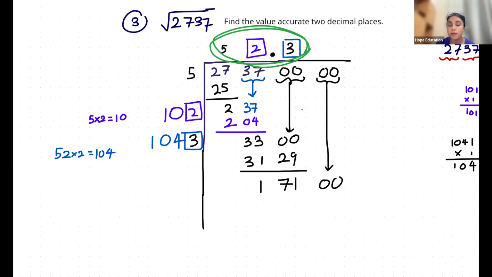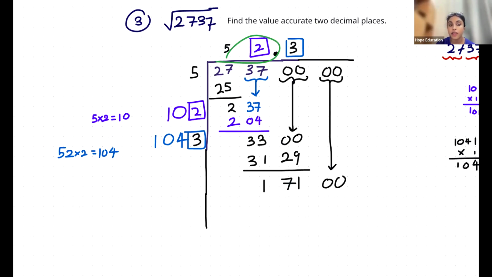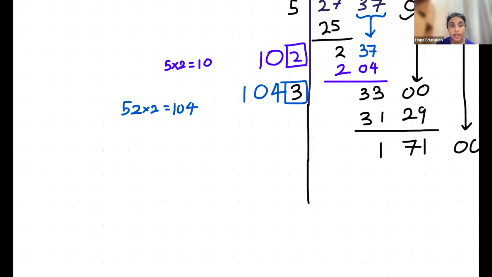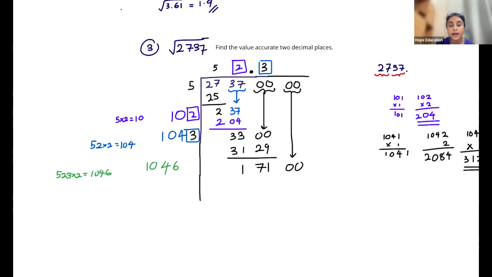Initially, Lamai, if you remember, there was only 5, so I took the double of 5 as 10, and I put 10 here. Then in the next step, there was 52, so I took the double of 52 as 104 and I put 104 here. Now I have 523, so I have to take the double of 523. That means I multiply 523 by 2. 2 times 3 is 6. 2 times 2 is 4. 2 times 5 is 10. So now I have 1046.